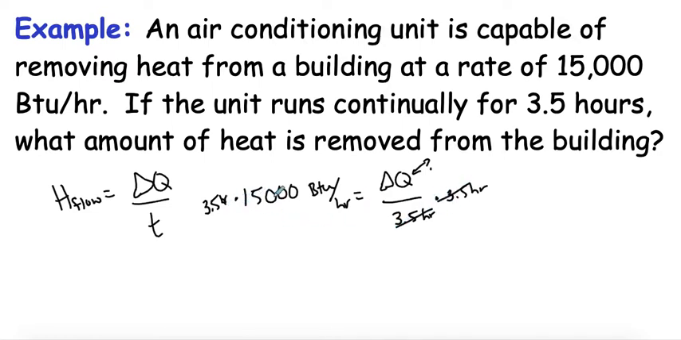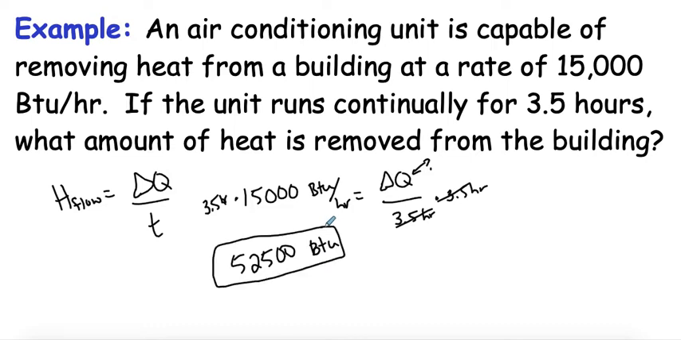So 3.5 times 15,000 is going to be 52,500 BTU. So that's how much heat we pumped out of the room. This is the British thermal unit. That's the value that we use for heat.